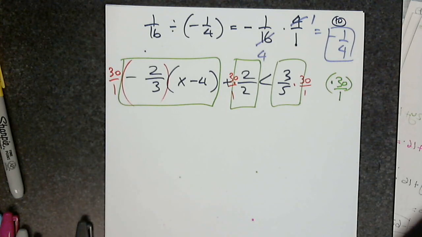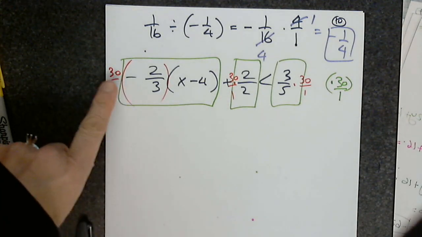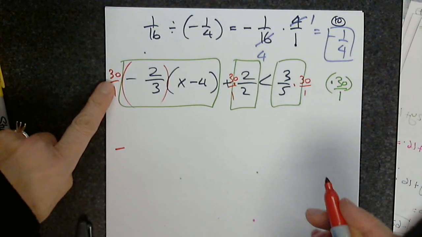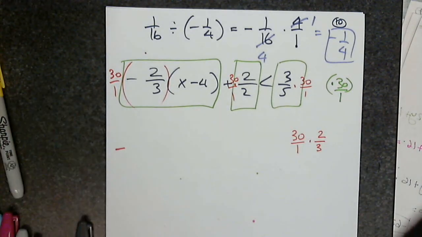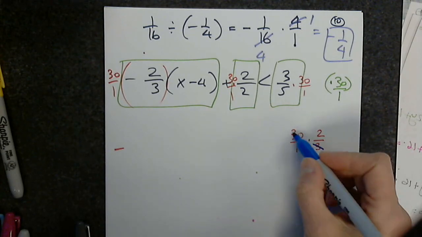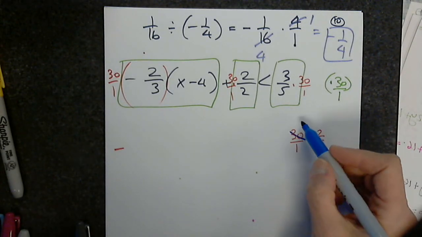Let's take the first fraction on the side. I know it's going to be a negative fraction. 30 over 1 times 2 over 3. Of course I will simplify. By what? Of course. 3 divided by 3 is 1. 30 divided by 3 is?